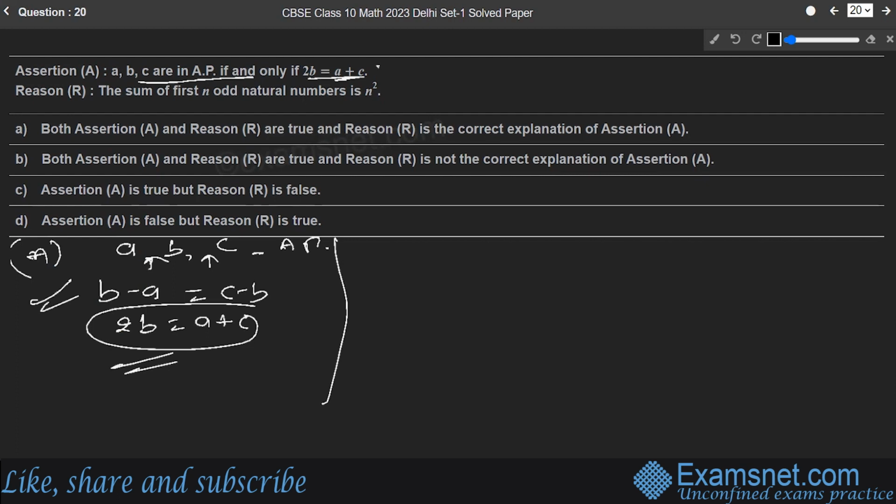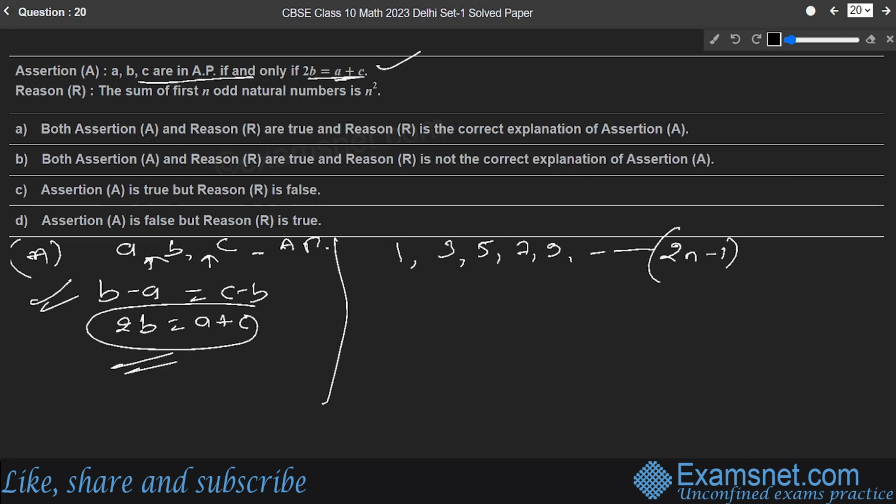Let us verify the reason. The sum of first n odd natural numbers is n square. So what is the sum of the first n odd natural numbers? The first odd natural number is 1, then 3, then 5, then 7, then 9, and so on, and the last number that should fall is 2n minus 1. For any term to be an odd number, the expression is 2n minus 1. So these odd numbers are possible.